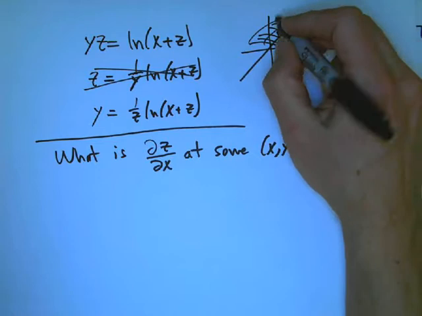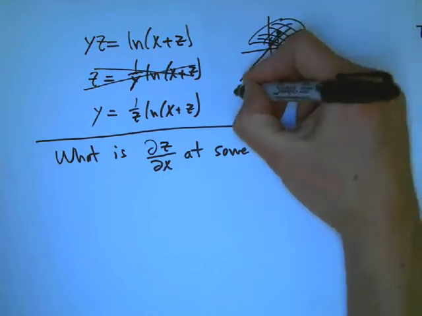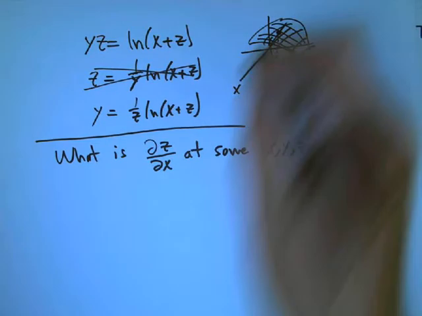Well, here's the deal. I just create a function of three variables now. I put everything on one side.